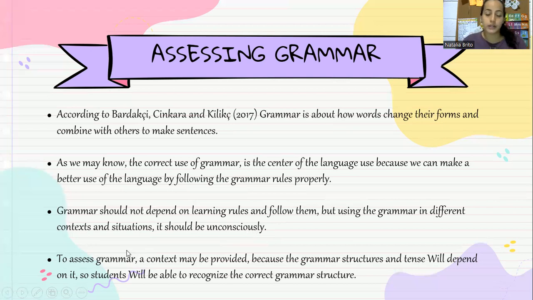Finally, and the most important point, to assess grammar, a context may be provided because the grammar structures and tense will depend on it. So, students will be able to recognize the correct grammar structure. We, as teachers, have to provide the context when we assess. Because if we don't provide the context, the students won't be able to know what grammar we are assessing and what grammar they have to use.